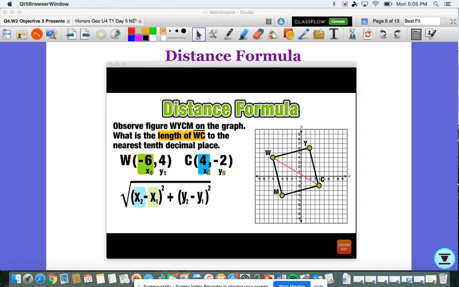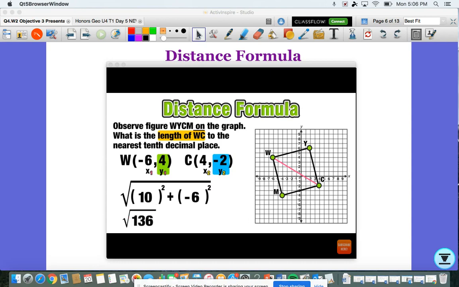In the distance formula, we can now substitute x2 minus x1 is going to be 4 minus negative 6. Then on the right side of the distance formula, y2 minus y1 will be negative 2 minus 4. So now we can continue to evaluate. 4 minus negative 6, the double negative becomes a positive, so 4 plus 6 equals 10. And on the right side of parentheses, negative 2 minus 4 is equal to negative 6. Now the exponents, 10 squared is equal to 100, plus negative 6 squared is equal to positive 36. And 100 plus 36 is equal to 136.